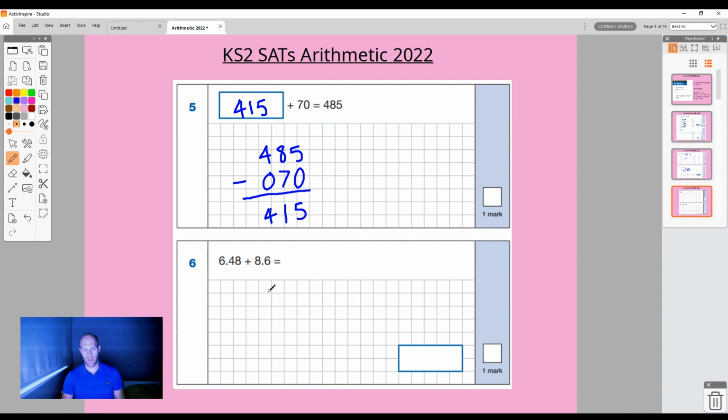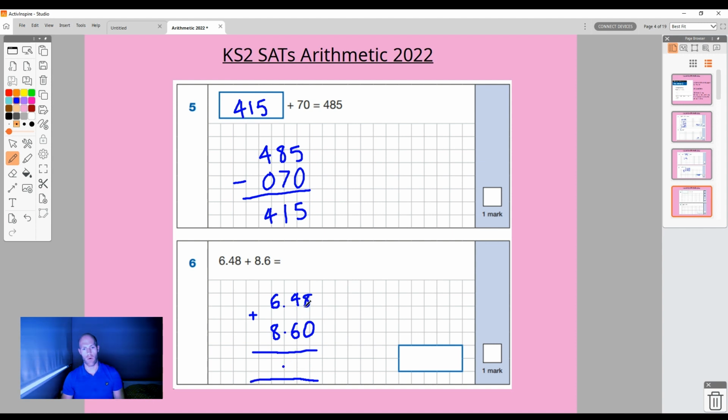Decimal points, please don't panic just because there's a decimal point in there. What I do is start with the decimal point and then work left and right. So decimal point: to the left of it is a 6, to the right of it is a 4, 8. To the left of this one is an 8, to the right of it is a 6. I'm going to put in a 0 just so I match the numbers up, and I'm going to remember that it is an add. Also, I'm going to put a decimal point in my answer as well.